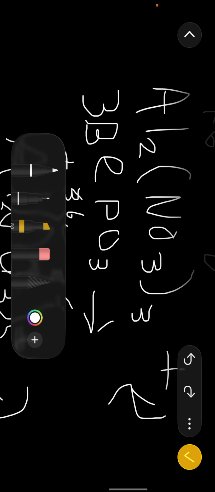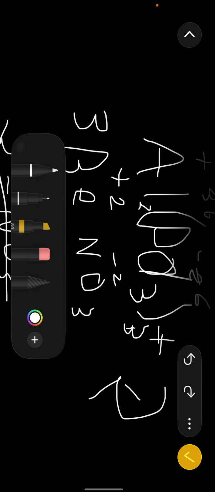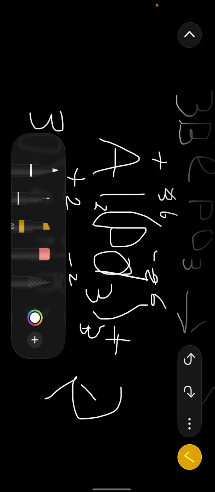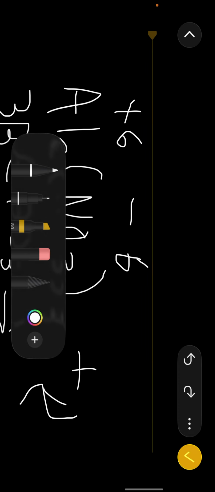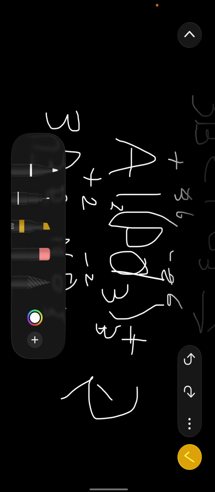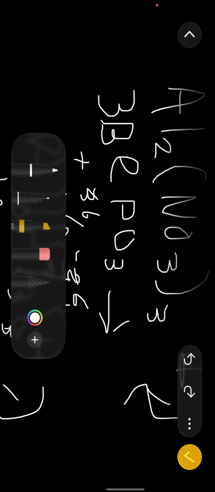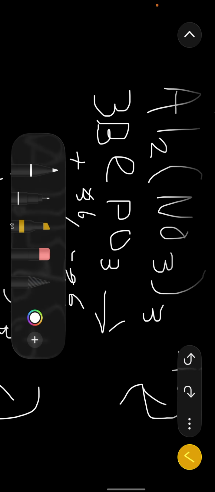So, to summarize everything, we had to balance the charges of the compounds as well as the amount of each section that is in everything here. So we balance the beryllium nitrate with the amount of beryllium and the amount of nitrate, and we balance the aluminum phosphate with the amount of aluminum and phosphate.